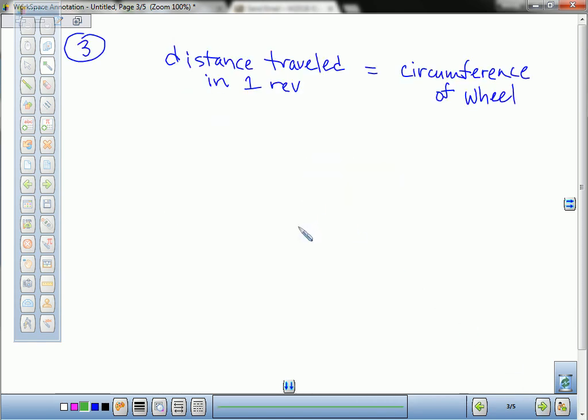So stop me if I'm going too fast. I knew there was going to be some. All right, so number 3.